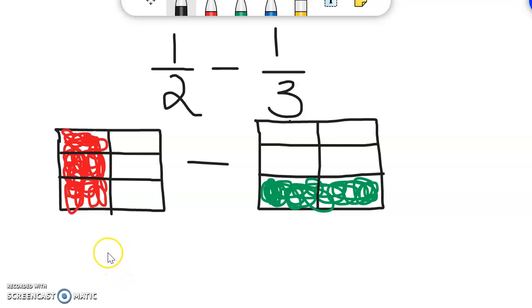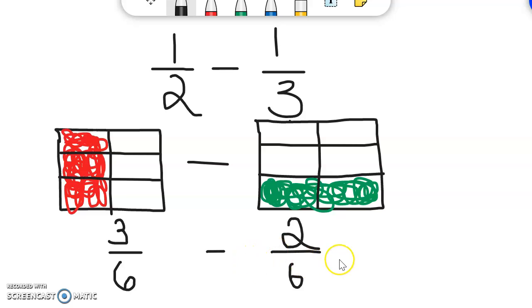So now, who can tell me what's my new denominator? It is 6. How do you know it's 6? Each shape is divided into 6 parts, correct? So how many shapes are shaded in the first one? 3. So my first shape represents 3/6. How many shapes are shaded in the second one? So my second shape represents 2/6.